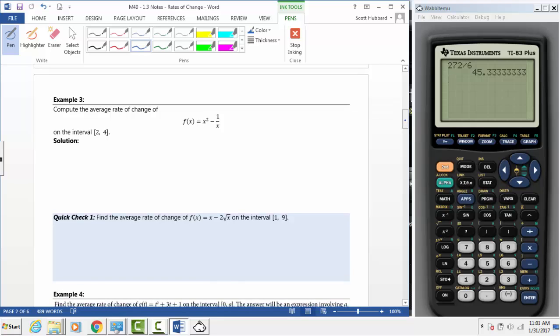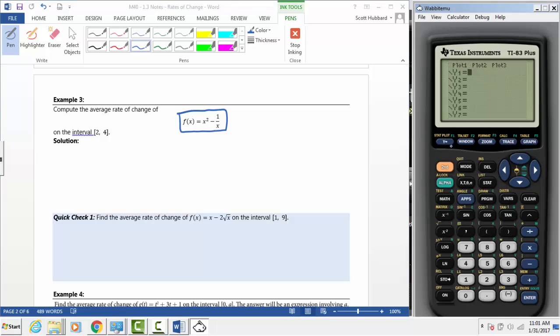Example 3, compute the average rate of change of this function here. Okay, so we can do it with a graph, or we can do it just with a function. It's usually faster just to do it with the function. But if you're interested in what it looks like, we can graph it too, so I'll do that real quick. But I'm not going to graph it every single time, just because it takes a long time. But you can definitely check it out. So that's our crazy graph right here.